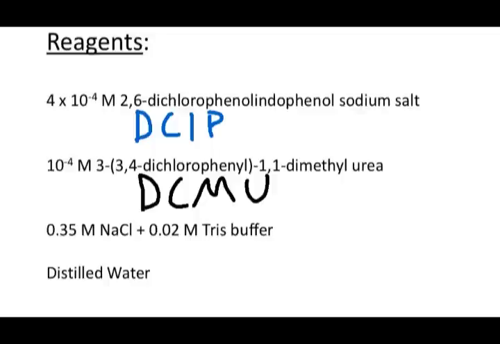DCIP is a useful indicator of electron transport. Upon reduction by electron transport, DCIP will change its color from its oxidized form of blue to its reduced form, colorless, allowing for spectroscopic measurement of electron transport.